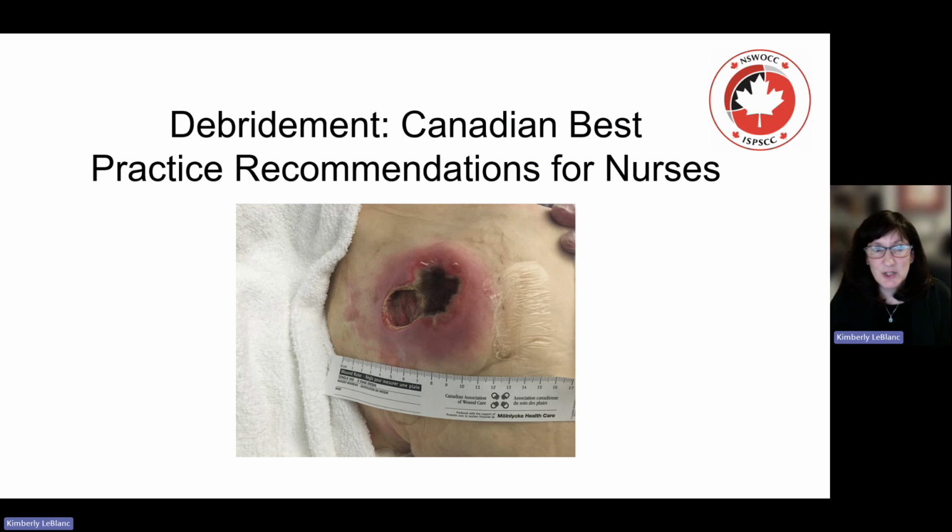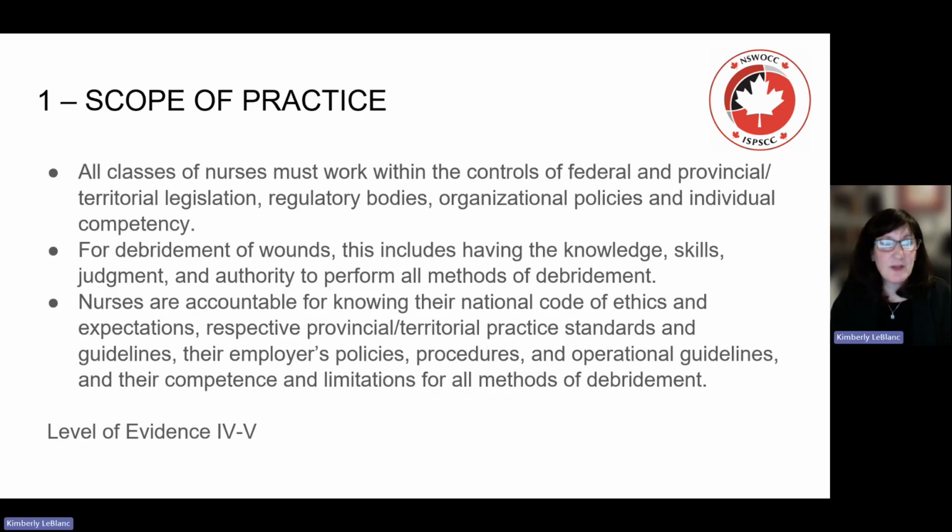So let's look at the Canadian best practice recommendations set out for nurses. And I'm going to give you the abridged version, and you can read the entire document in the link I provided. So number one is scope of practice. All classes of nurses must work within the controls of federal, provincial, territorial legislation, regulatory bodies, organizational policies, and individual competencies.